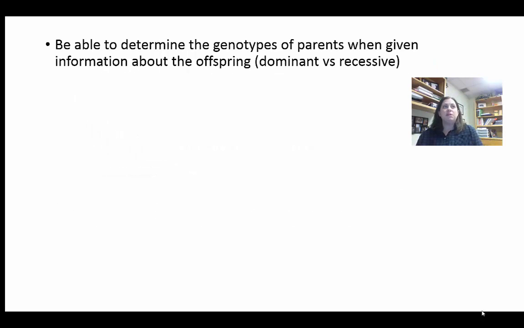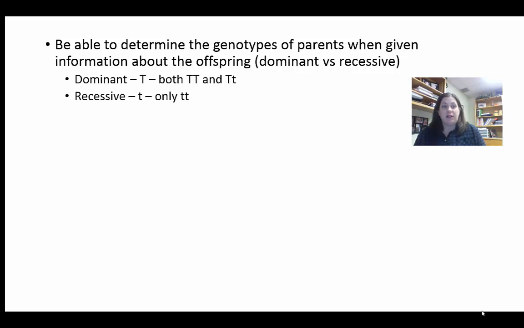All right, so the next bullet says be able to determine the genotypes of parents when given information about their offspring, whether it's dominant or recessive. So a little key thing here, remember that the dominant trait is the capital letter. Okay, it's represented by a big letter, so in this case, big T. Now, both big T, big T and big T, little t will show the dominant trait. Okay. Recessive, however, is the little letter. It's the one that is hidden if the dominant is present. You will only see this if there are two little letters, or in this case, two little t's.